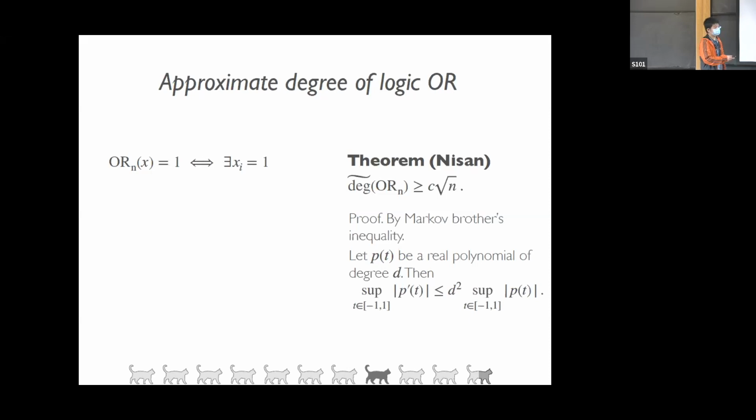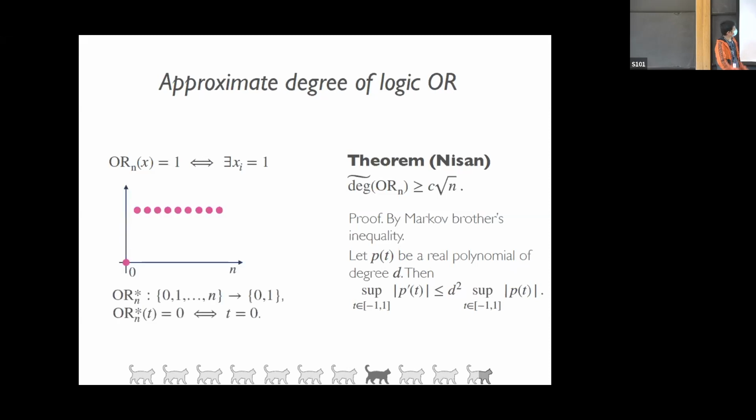Let me state the inequality here. For any real polynomial of degree d, its derivative within this small interval cannot be too large. In particular, it is bounded by the degree squared times the supremum of the value of our polynomial within this interval. And why does this inequality imply the approximate degree lower bound of the OR function?